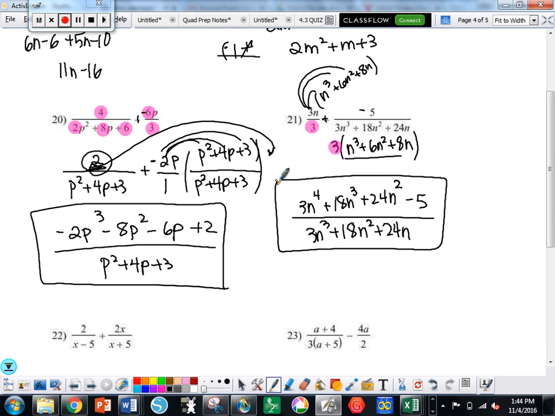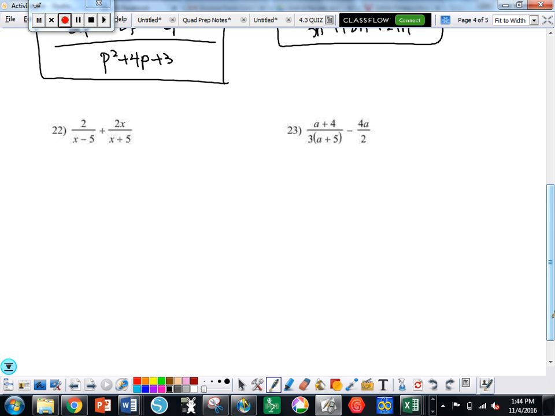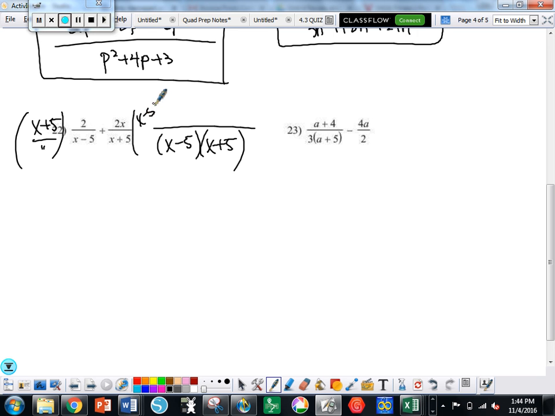All right, number 22. Common denominator is almost there, not quite. X minus 5, x plus 5. The first one needs an x plus 5. The second one needs an x minus 5.